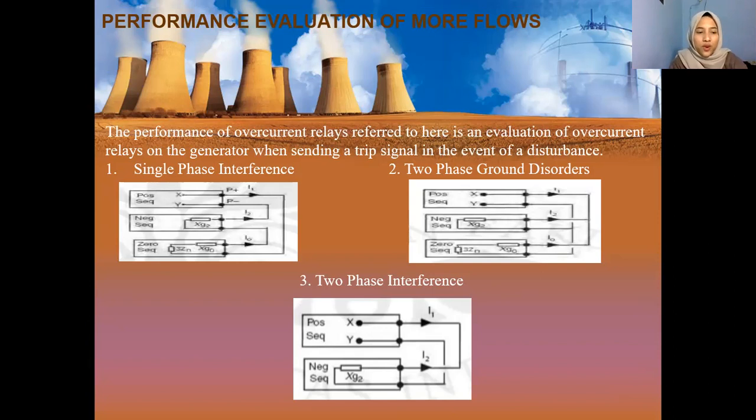And next, two-phase ground disturbance. Two-phase ground interference includes positive, negative, and zero sequence impedance connected as shown. You can see the picture below. And then two-phase interference. Two-phase interference includes positive, negative, and zero sequence impedance connected as shown. You can see the picture below.